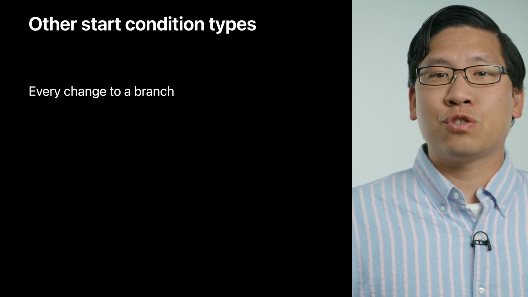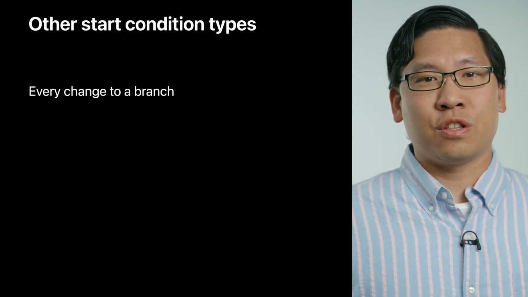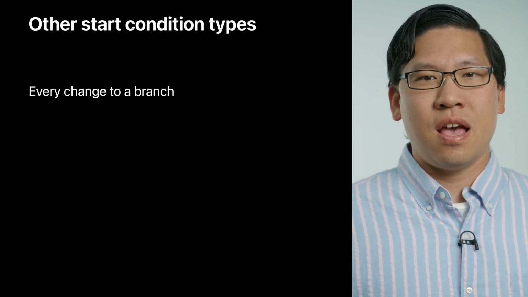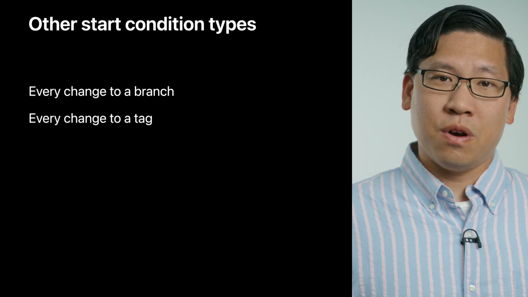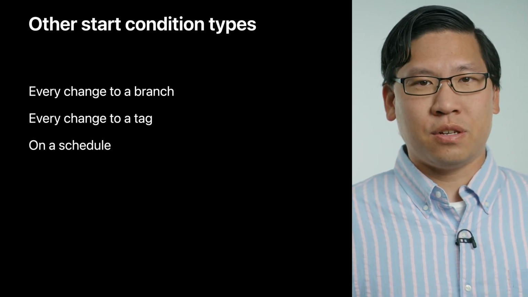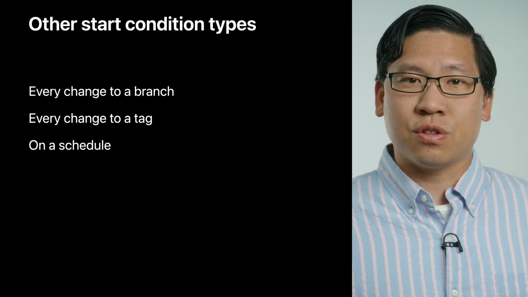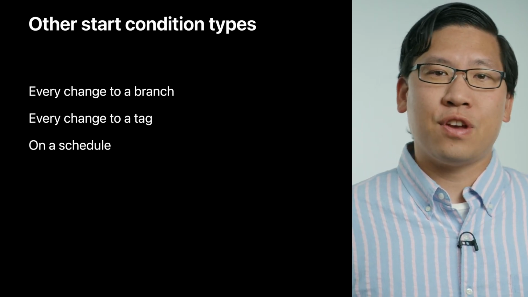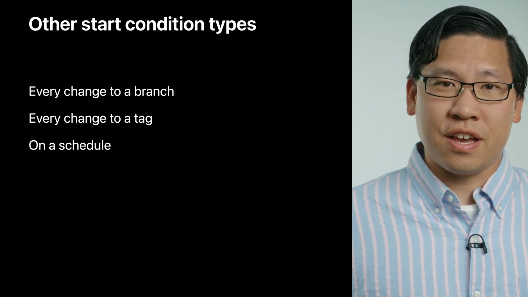Every change to a branch will always build the source branch and will ignore any pull request states. Every change to a tag will build whenever new tags are created. On a schedule, we'll build a branch of your choosing on a recurring schedule that you can choose. This is great if you have long-running tests that you want to run on occasion.